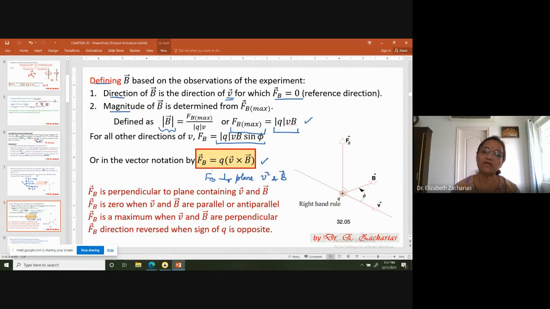Till now we said FB is perpendicular to V, but then from this equation FB is perpendicular to the plane containing V and B. And please note the FB direction, let us do it for a positive charge. FB direction for a positive charge is given by V cross B, the right hand rule. Look at this picture.